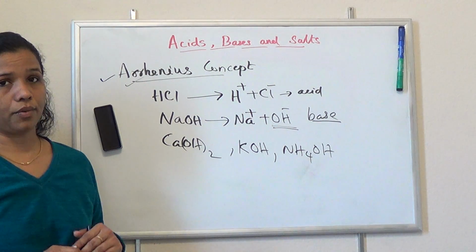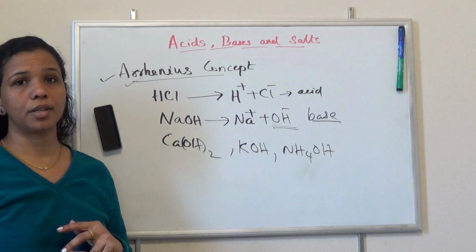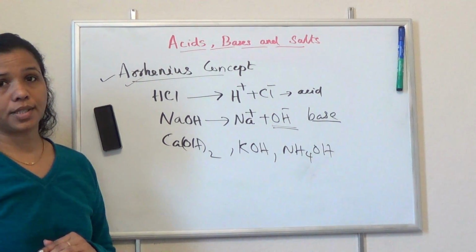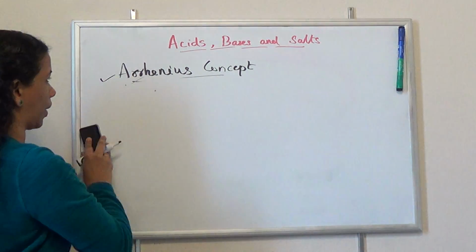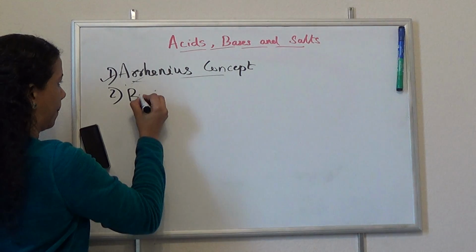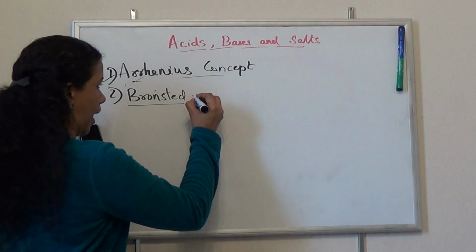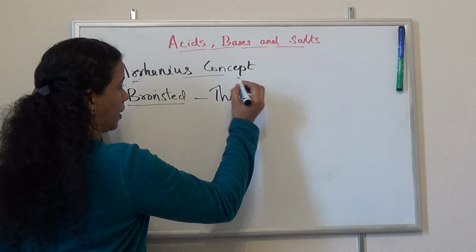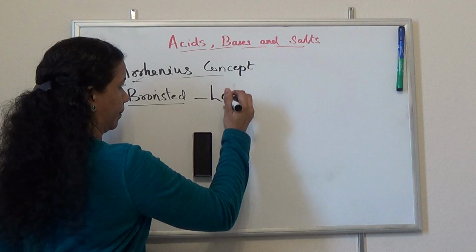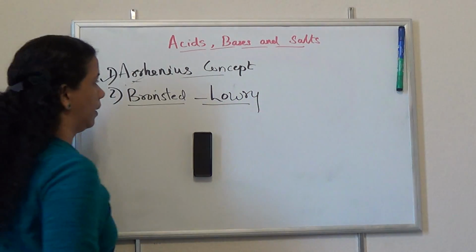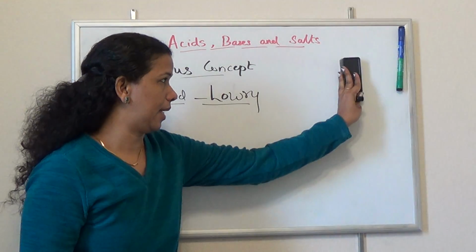So we are going to study about the other definition given by two scientists, one Danish chemist and one English chemist, Bronsted and Lowry. The concept is called Bronsted-Lowry. So that is the second one. Johannes Bronsted and Thomas Lowry. I shall write this short form. These are the two chemists who gave the definition for acids and bases.